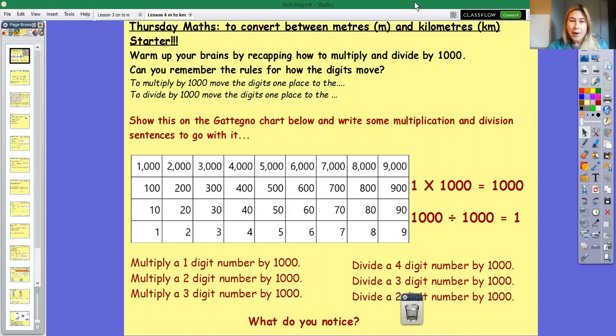Today we're looking at converting metres and kilometres to finish off our conversions of distances. I want you to warm up your brains again this morning with a starter by recapping how to multiply and divide by 1,000. Can you remember the rules for how the digits move?